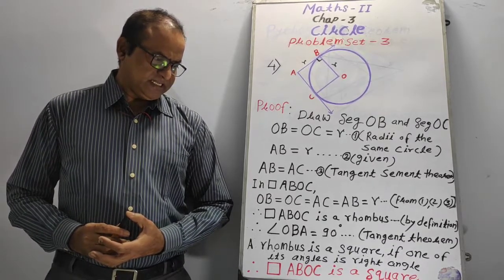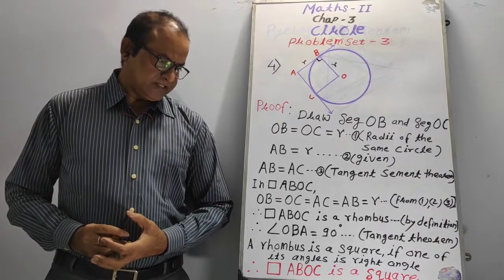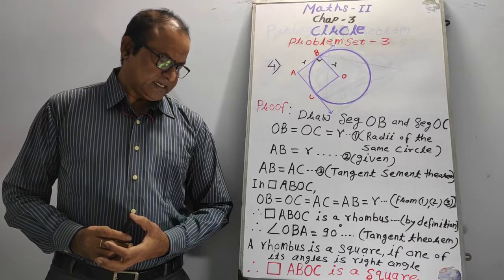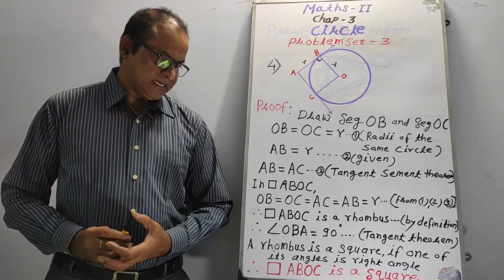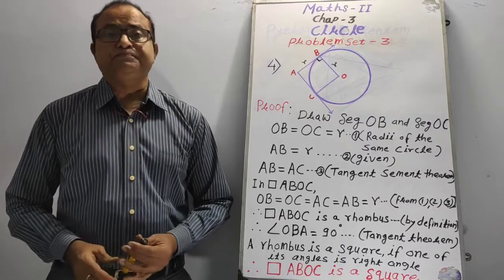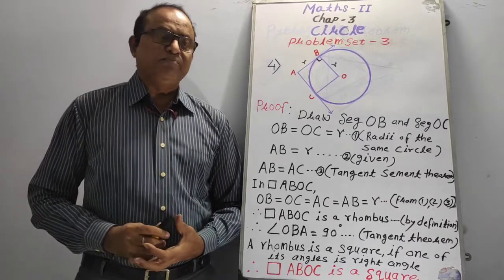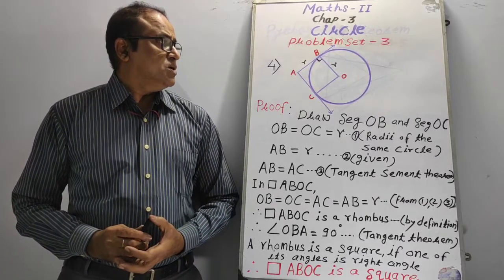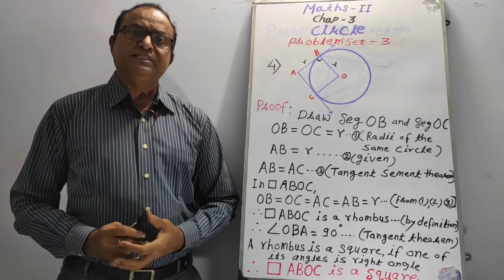Seg AB and seg AC are tangent segments. The radius of the circle is R and the length AB is equal to R. Prove that quadrilateral ABOC is a square. In this example, we have to prove that quadrilateral ABOC is a square.